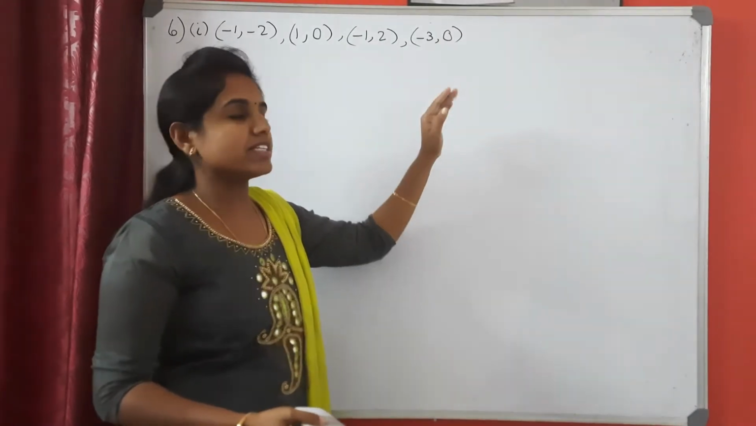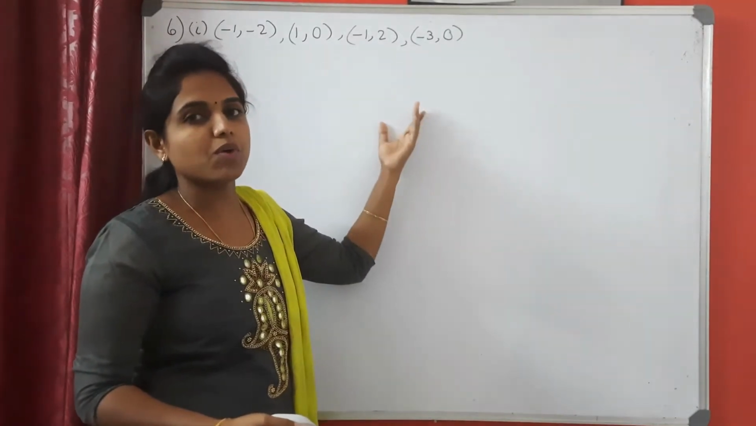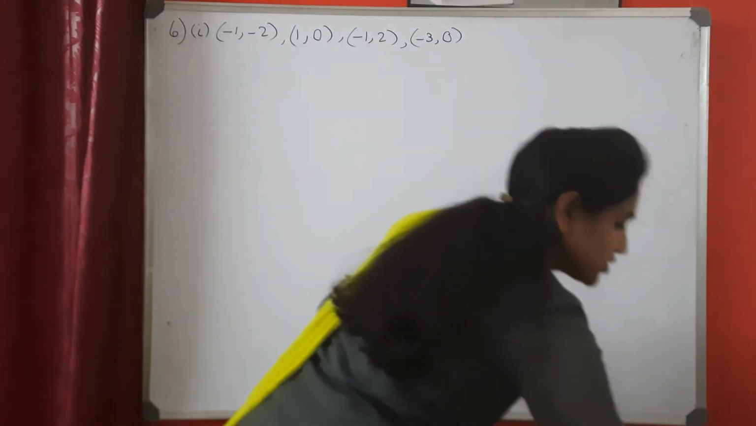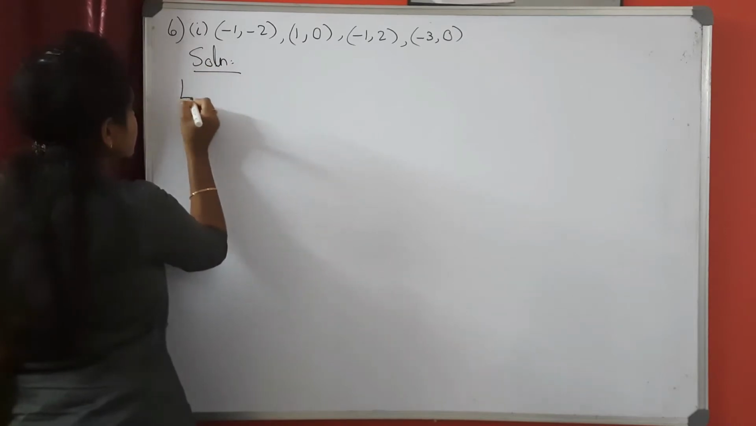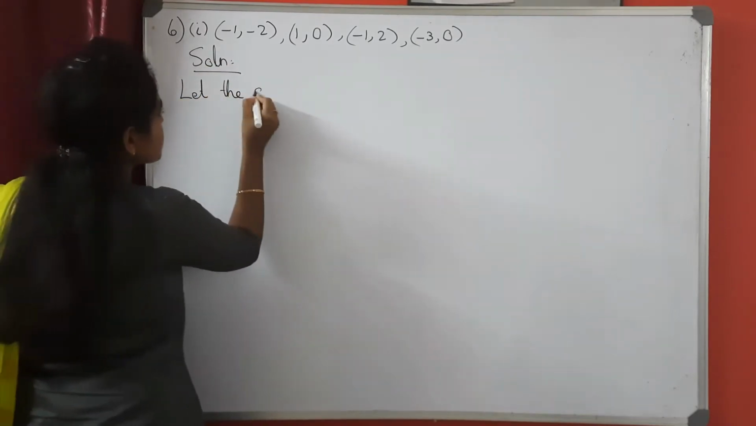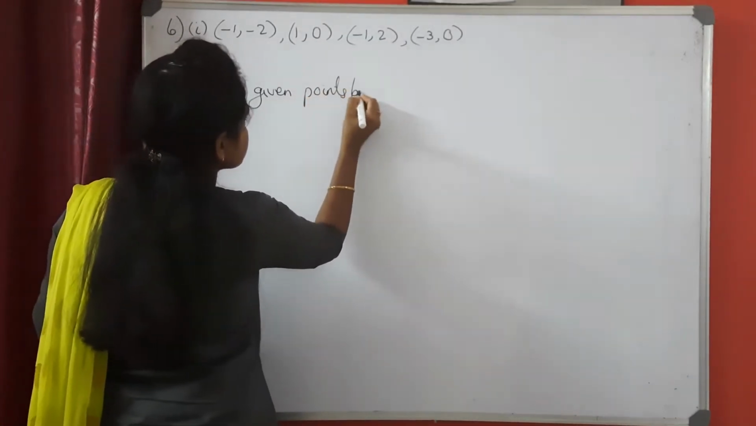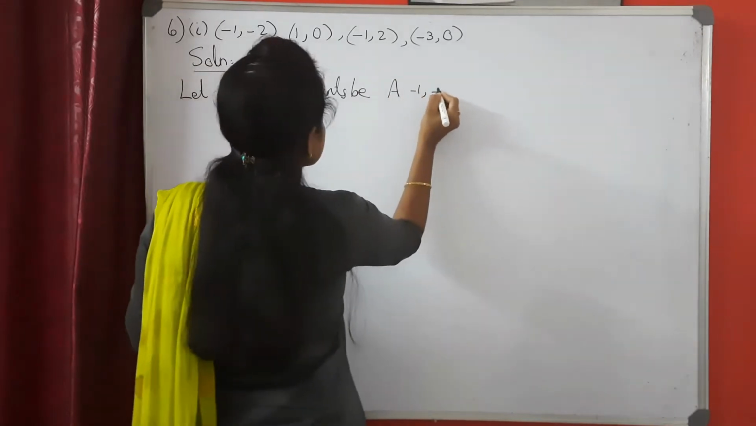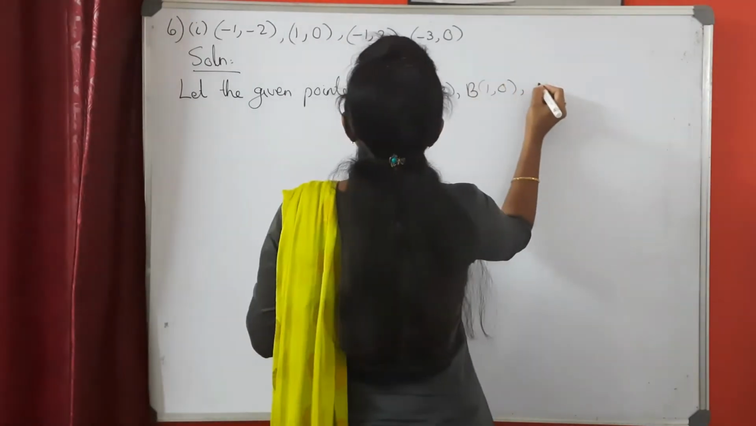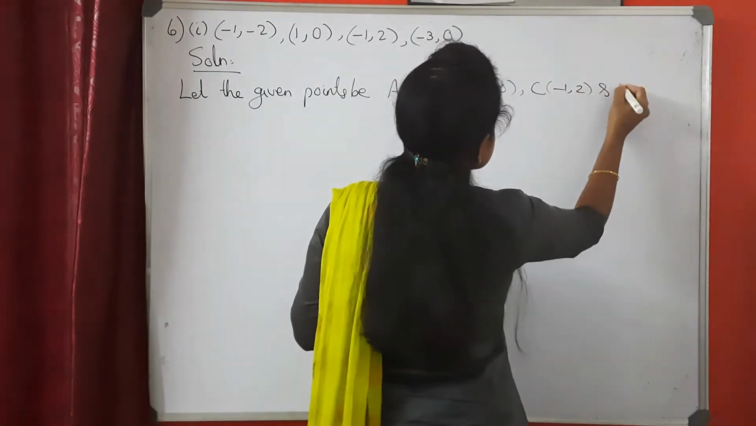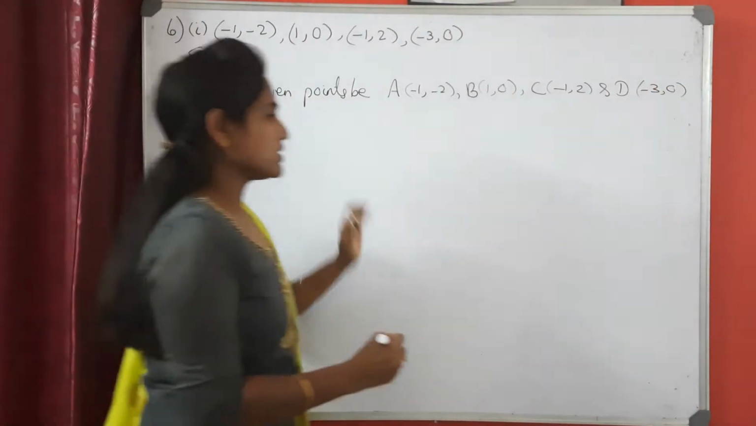First we need to check whether it is a quadrilateral or not. If it is a quadrilateral, then we need to check what type of quadrilateral this is. First we need to take the points. Let the given points be A(-1, -2), B(1, 0), C(-1, 2) and D(-3, 0). Okay, the 4 points I took are A, B, C, D.